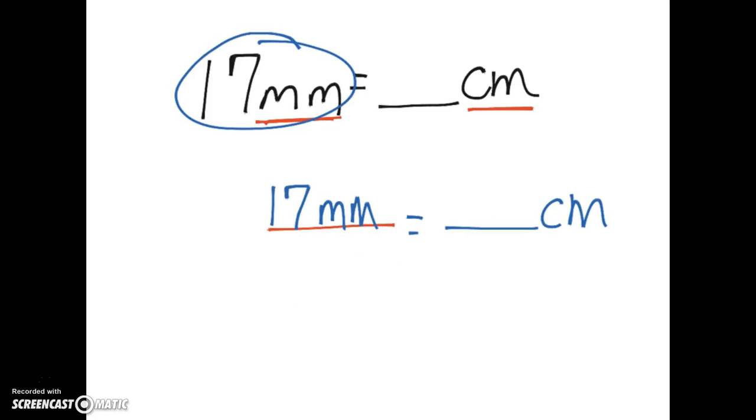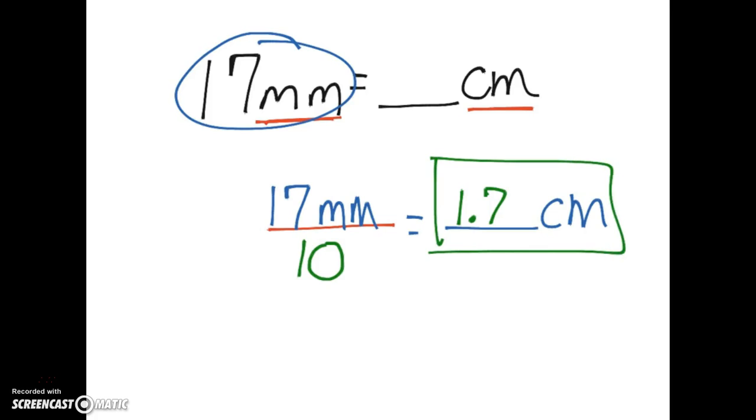And again, you have to look at your conversion chart. So I see that for every centimeter, there are 10 millimeters. So what I'm doing is I am dividing by 10 because I'm trying to convert this into centimeters. All right, so when I do that, I have 17 divided by 10 is 1.7, and 1.7 centimeters is my final answer.